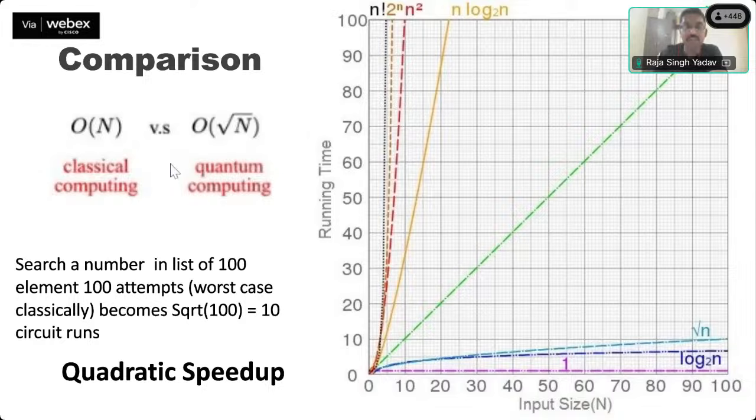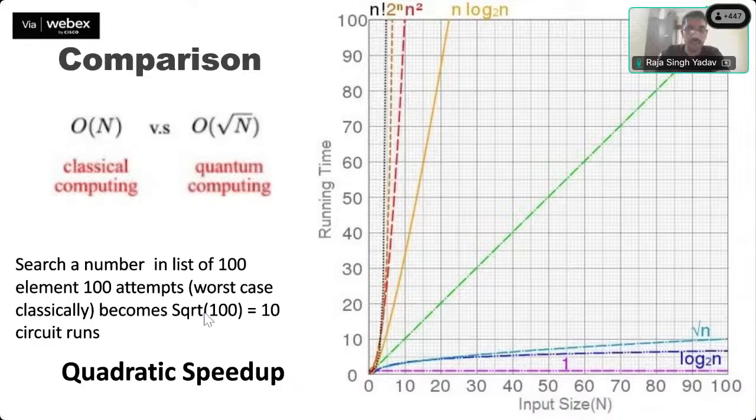But in quantum, to find the same number, it can find it in root n itself. That's where we are getting a quadratic speedup. This was the biggest breakthrough back in the 90s, and it was the first algorithm of its kind to find a number. You can easily see for a comparison of time complexity how it works. In classical linear search, it grows linearly: as the input size increases, the running time also grows linearly. But for quantum, I'm able to find the same element in root n time itself, so you can see the quadratic speedup we have observed.